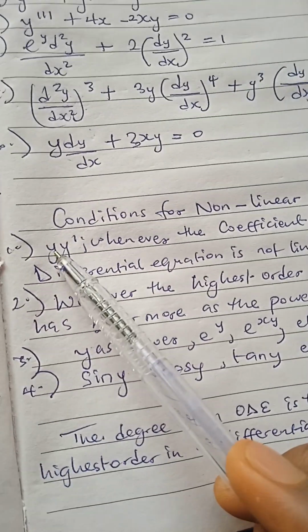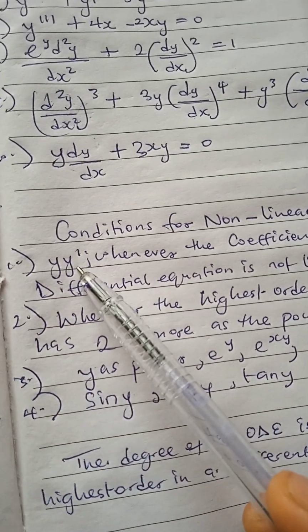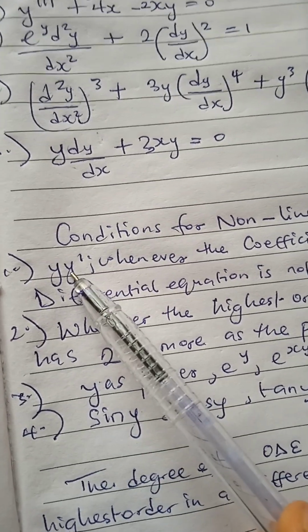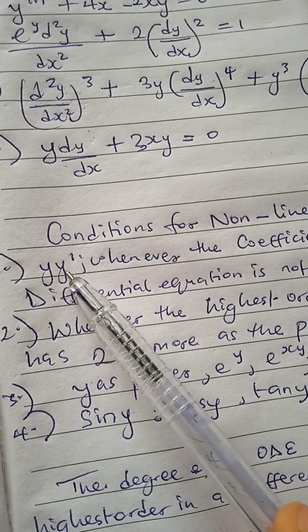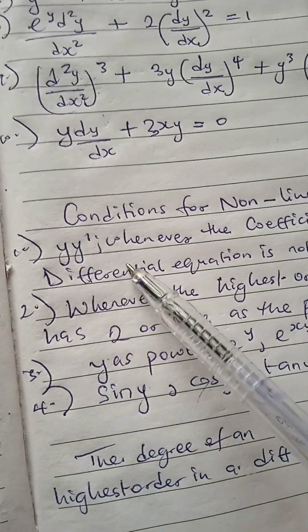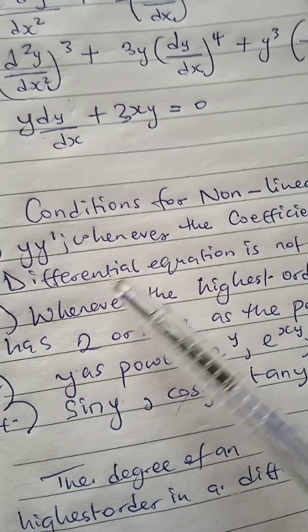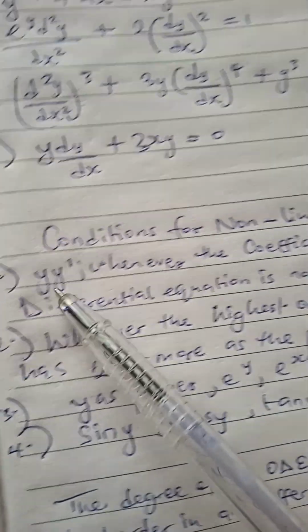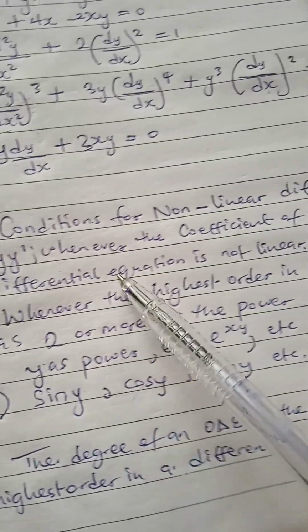Conditions for non-linear differential equations: whenever y is multiplying y prime, that is, whenever y is multiplying any of the orders, whether it's first order, second order, third order, or hundredth order. Whenever the coefficient of our derivative is y, that differential equation is not linear.